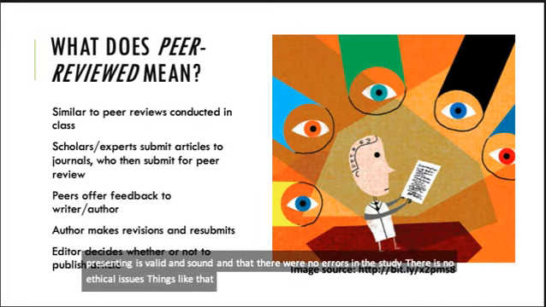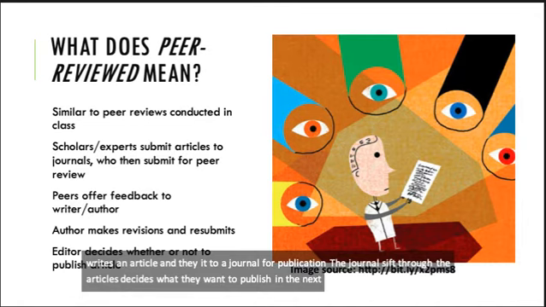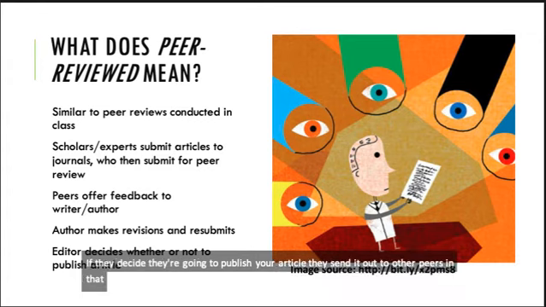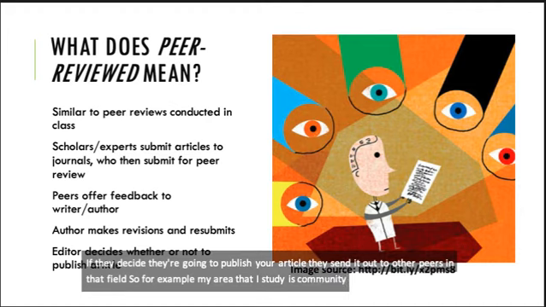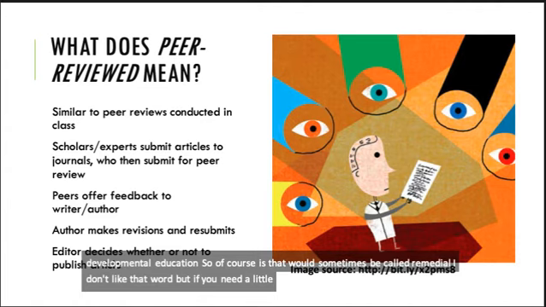So basically the process in a nutshell is that someone writes an article and they submit it to a journal for publication. The journal sifts through the articles, decides what they want to publish in the next journal. If they decide they're going to publish your article, they send it out to other peers in that field. So for example, my area that I study is community colleges, specifically developmental education. So courses that would sometimes be called remedial. I don't like that word, but if you need a little bit of context, the courses that don't typically count towards graduation but help prepare students.